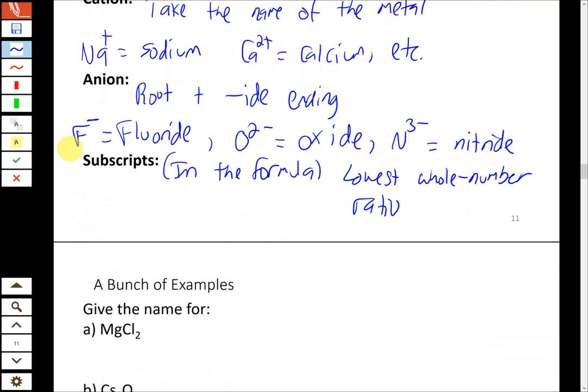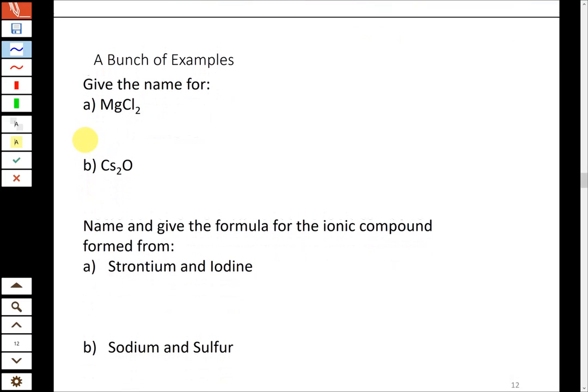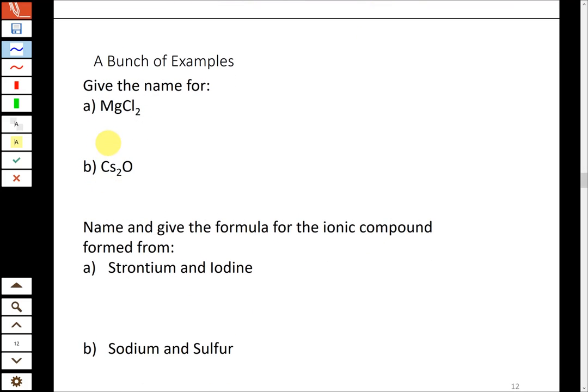All right, so let's look at just a couple examples. If we have MgCl2, if you write out the ions that this comes from, that's Mg2+ and then 2 Cl-. But again, the way we name this is we just start with the name of the metal. Mg is magnesium, that's in the first 36 elements, so you'll need to know that. And then Cl, that's chlorine, and so it becomes chloride.